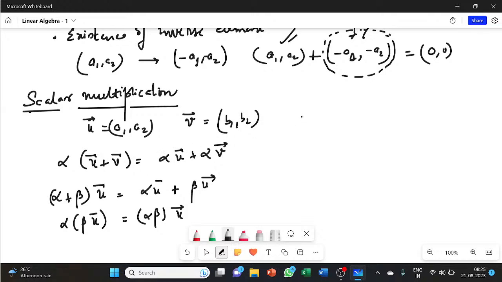And the fourth property that you can think of is the existence of identity here as well. That is, if I multiply with 1, that is the unit element, I'll get u vector only. And the fifth one: if I multiply it with a 0 element, I will get a null vector.